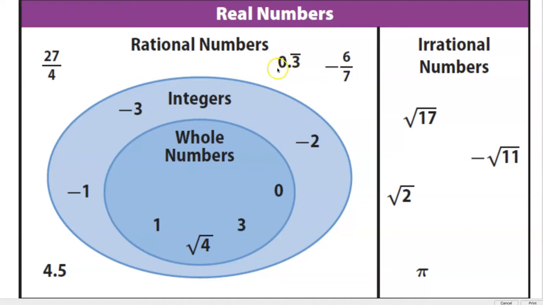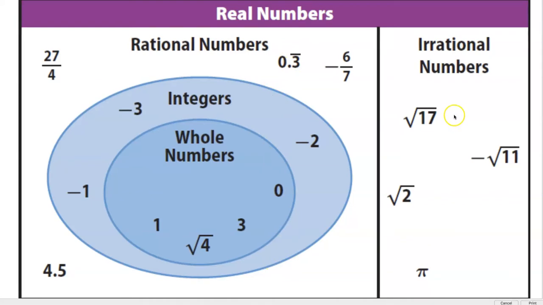0.3 with a line over it means it's repeating. Any repeating decimal can be written as a fraction. 0.3 repeating is actually 3/9, or more commonly 1/3. All right, if you took 1 and divided by 3 on your calculator, you get 0.333333333. It is a rational number, repeating decimals.